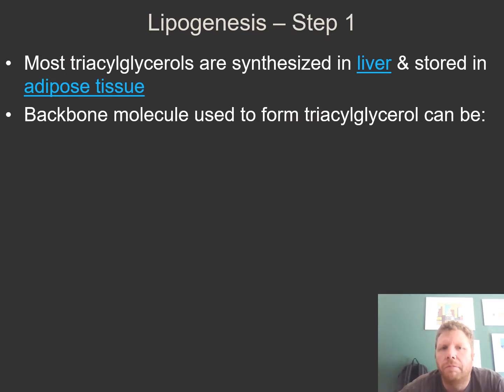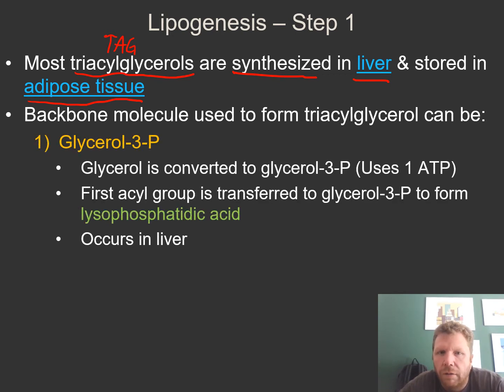Lipogenesis, step 1. Most triacylglycerols are synthesized in the liver and stored in adipose tissue. So our triacylglycerols, or TAG, are going to be synthesized in the liver and stored in adipose tissue. The backbone for the molecule used to form triacylglycerol can be glycerol 3-phosphate. Glycerol is converted to glycerol 3-phosphate using 1 ATP. Our first acyl group is transferred to glycerol 3-phosphate to form lysophosphatidic acid. This is going to occur in the liver.